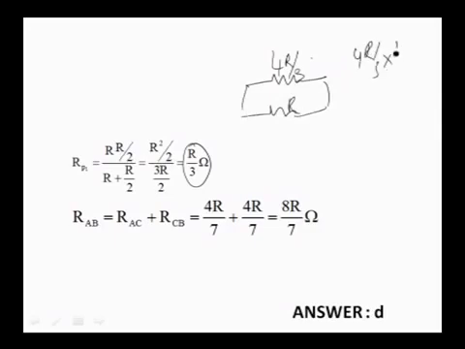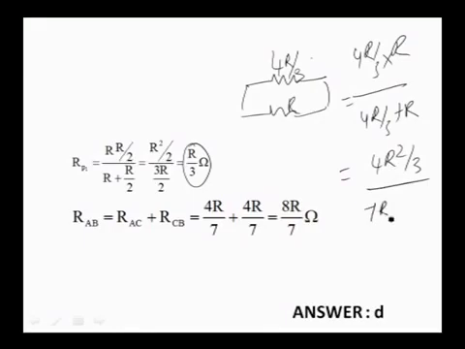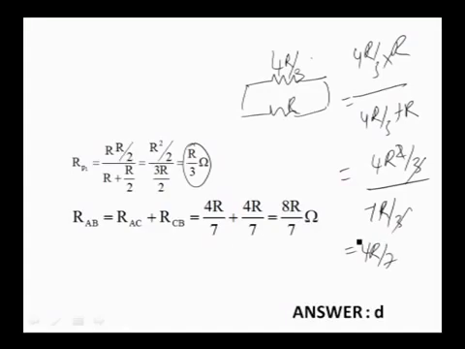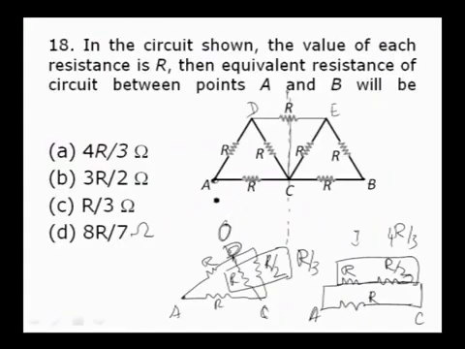4R by 3 into R divided by 4R by 3 plus R. This is equal to 4R square by 3 divided by 7R by 3. This 3 cancels, the square cancels one R. The effective resistance we are getting is equal to 4R divided by 7. This is what we get for half. The effective resistance between A and C is equal to 4R divided by 7. Similarly, the resistance between C and B is also the same, 4R divided by 7.